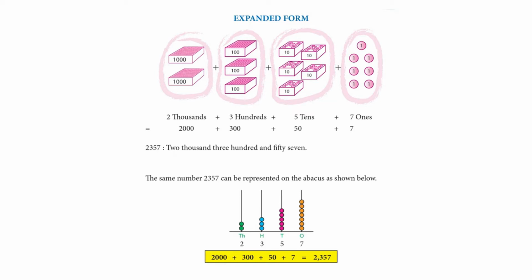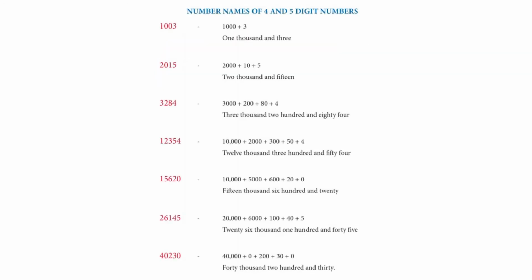There are 2 beads in the thousands, then there is 3 in hundreds, 5 in tens and 7 in ones. Please take a look with me on page number 58. 1000 plus 3.